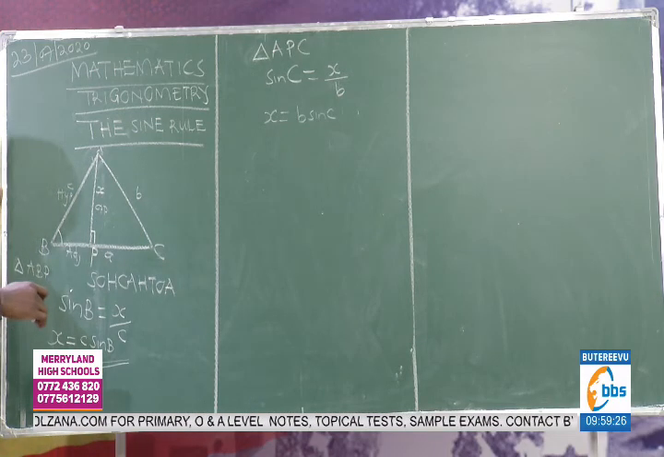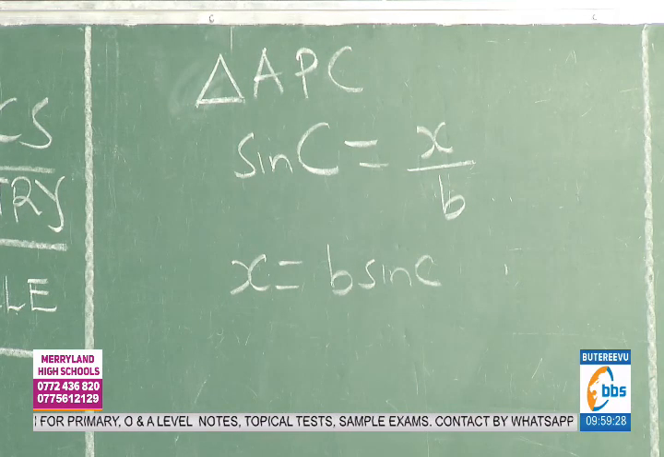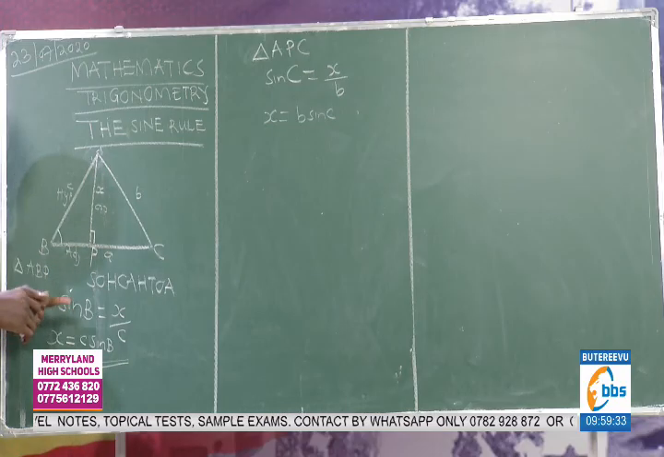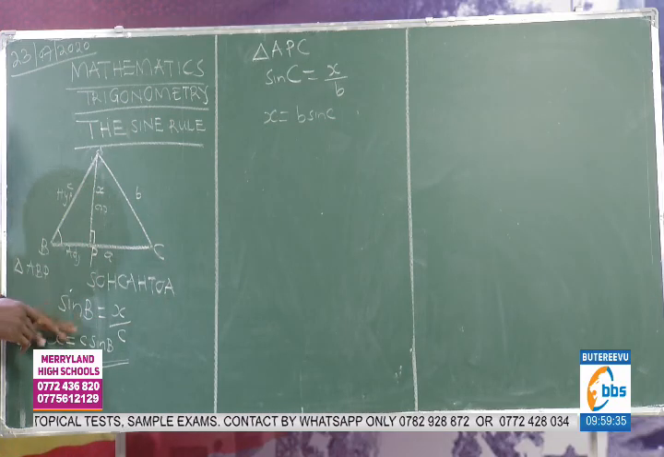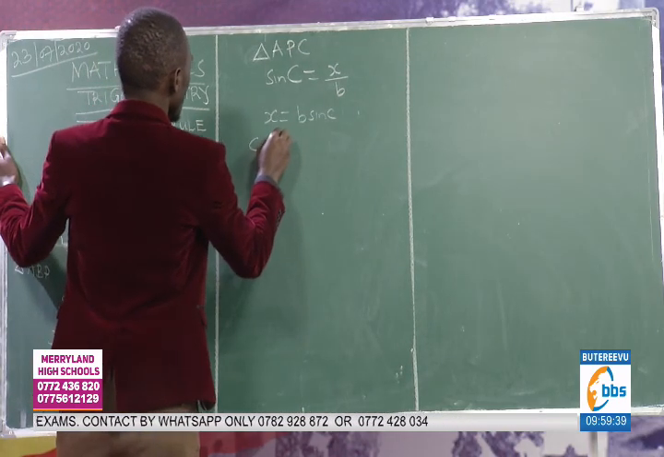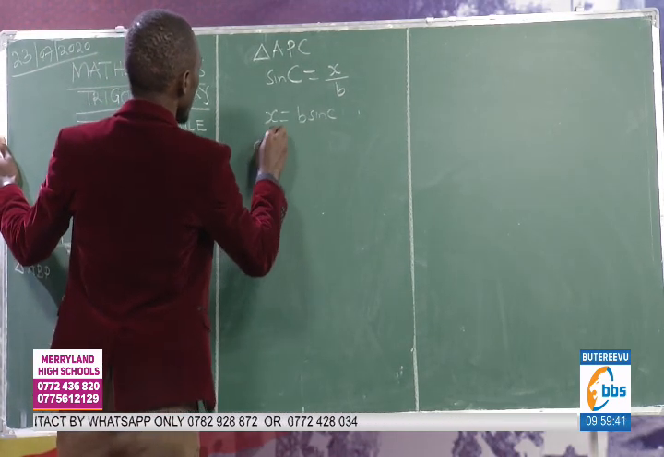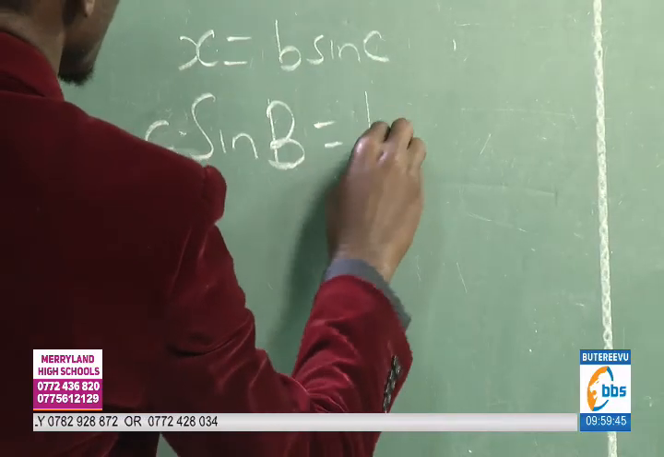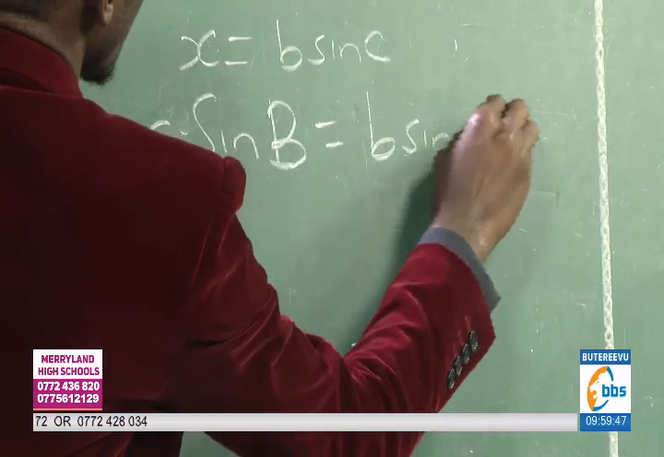That's very true. Then the other thing that I can do, since this is x, and the other one is also x, I can equate them. I can equate these two, as you're going to see. Since this is x, and they're equal, x and x, I can say that c, this is small c, remember, c sine B will be equal to b sine C.